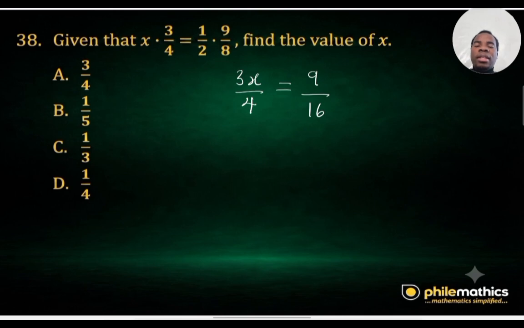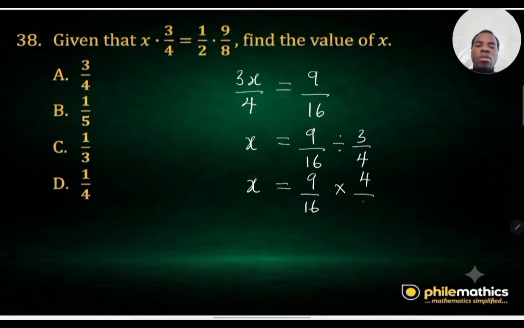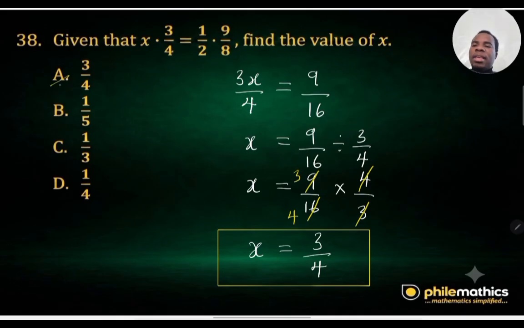Whichever the case, if I divide both sides by 3 over 4, I will have x equals 9 over 16 divided by 3 over 4. x will be 9 over 16 times, take the inverse of this, 4 over 3. 4 can go into 16 4 times, 3 can go into 9 3 times. So we are left with x as 3 over 4, and that is A.